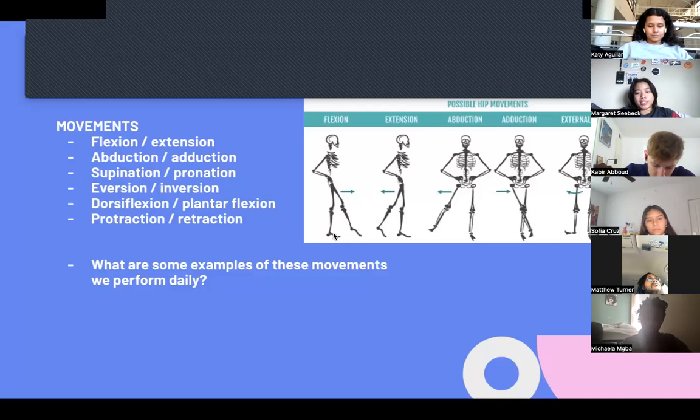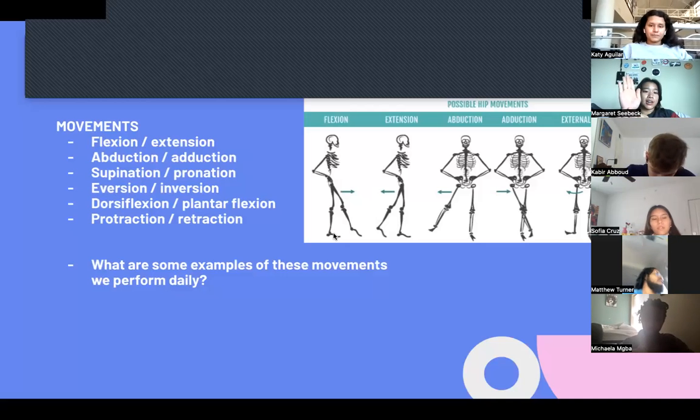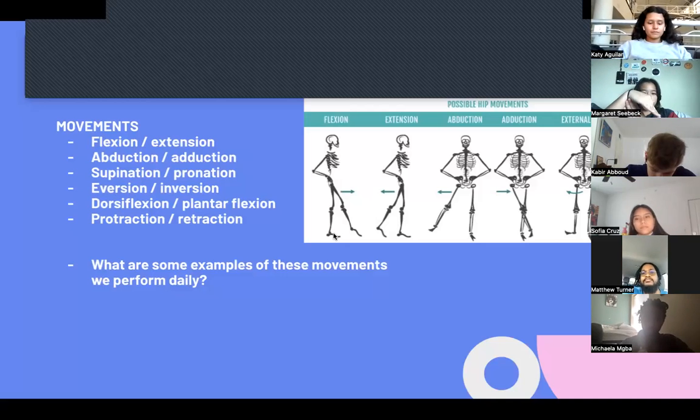Dorsiflexion and plantar flexion, same thing with just your ankle. So dorsiflexion is going to be going up, coming up. I like to think of a dolphin with a dorsal fin. The dorsal fin's on the part of their body, so like coming up on top of their body. So I think of it coming up. And then plantar, I think of like plants in the ground. So like smush the plants in the ground, plantar flexion.